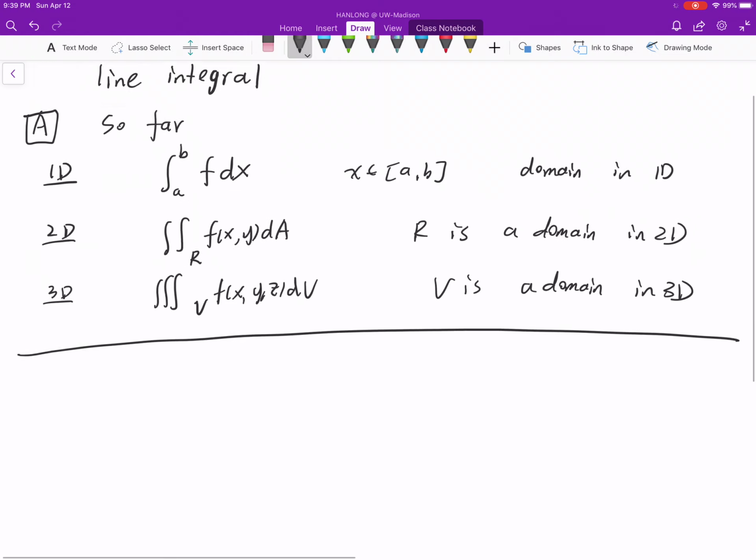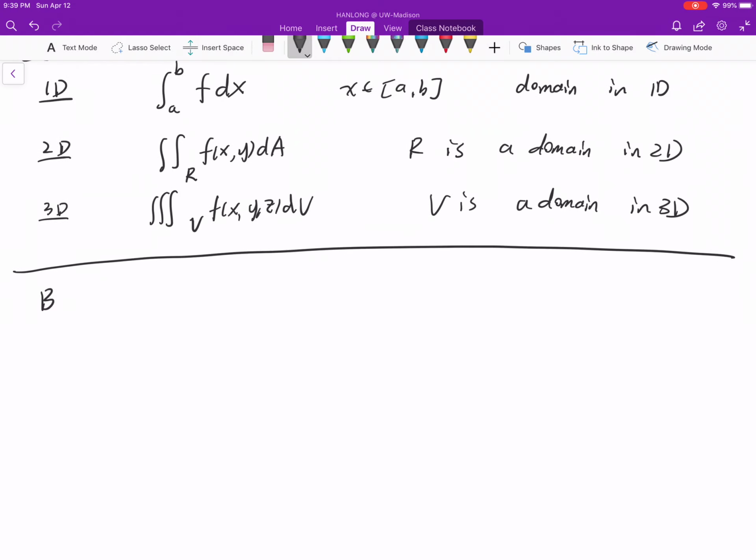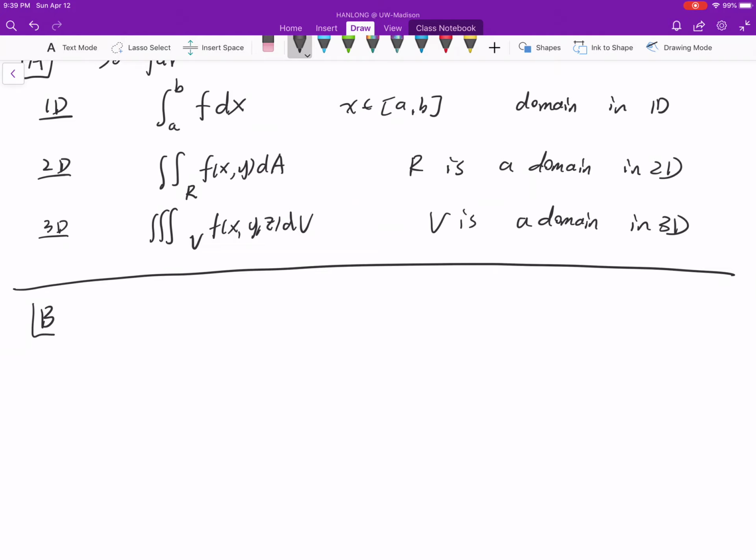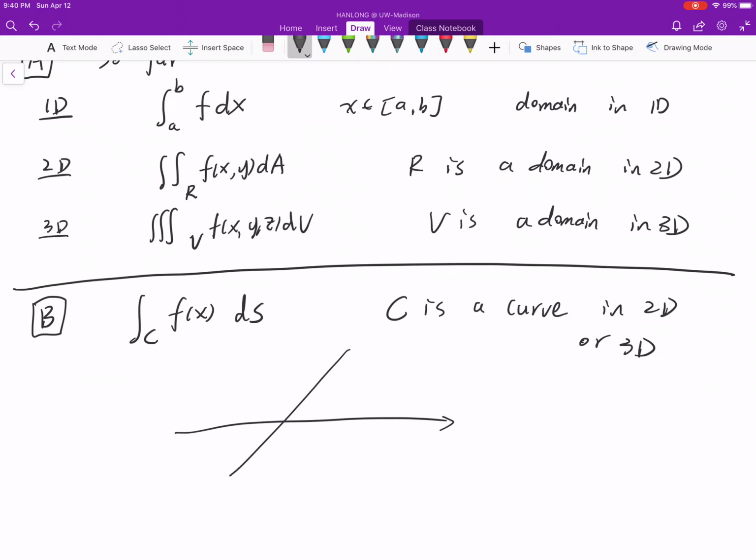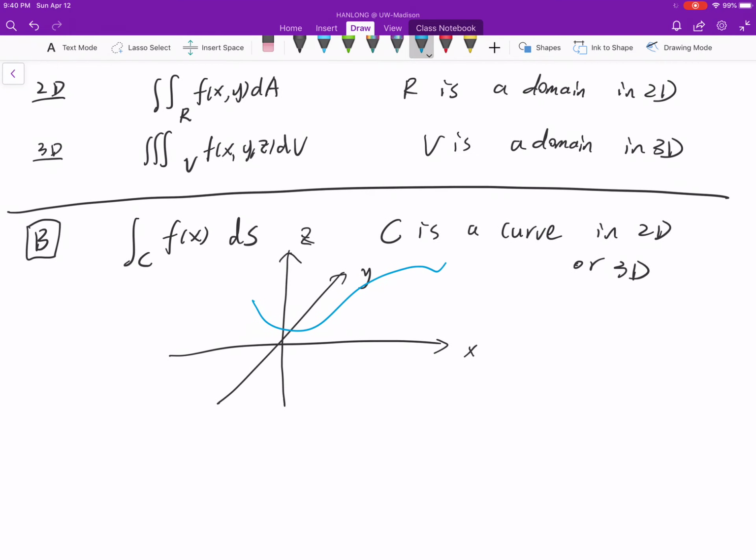Okay. And in this chapter, we will consider some generalizations. So we will be interested in the following cases. First, I just write it down like this: C is a curve in 2D or 3D. If we draw a picture, suppose we are in 3D, with axes X, Y, Z, and you have a curve, and we are interested in some kind of integral along this curve.